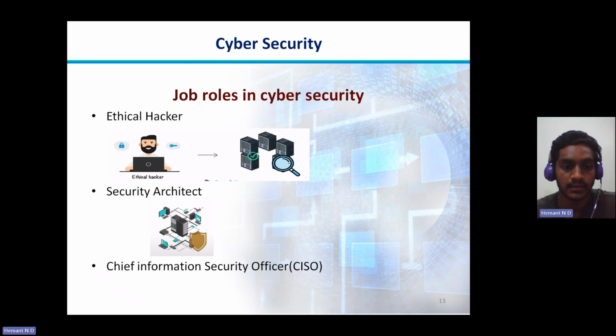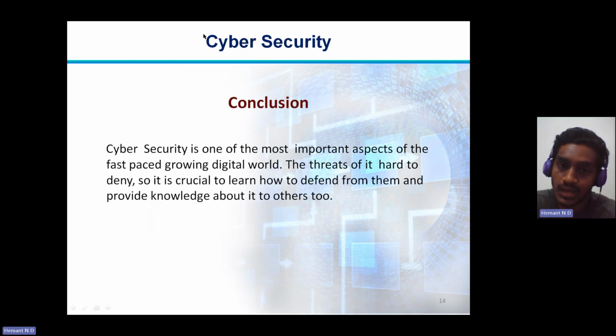Next is a security architect. In this role, the person designs a system architecture in a way that no other hacker could hack into the system and retrieve any data. Next is a chief information security officer. As the name suggests, he's a chief who governs over all the information security related roles under him, who governs over the architecture of the system. He looks into the ethical hackers' roles and makes sure that no other hacker could hack into these systems.